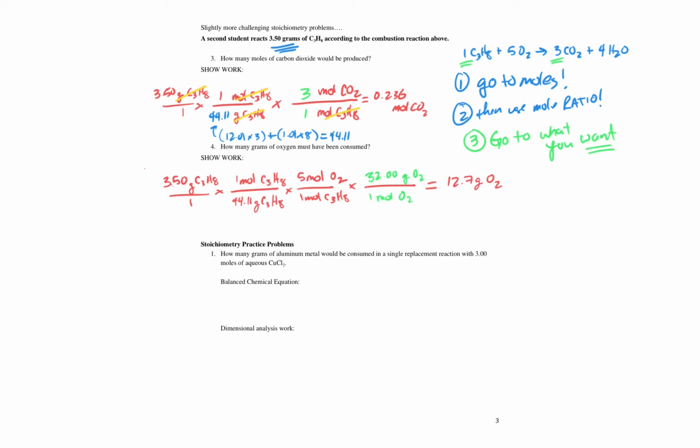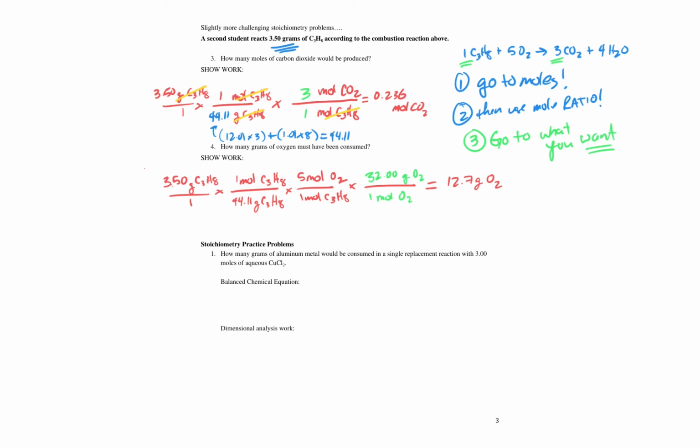Well, this problem was a lot like the one above, where we had to start with our mass of propane, use the molar mass of propane from the periodic table to get to moles of propane, and then use the mole ratio of propane to oxygen in the balanced chemical equation to get to oxygen. However, we had to add one little wrinkle extra, which you see here in green, and this is the last step of stoichiometry. The last thing you do after you go to moles, then use the mole ratio, then you go to whatever you want. Since we wanted mass of oxygen, we had to use the molar mass of oxygen from the periodic table. And we find our answer is 12.7 grams of oxygen.